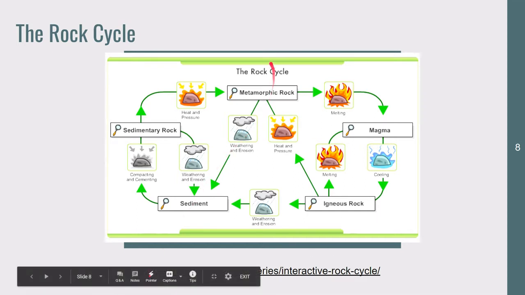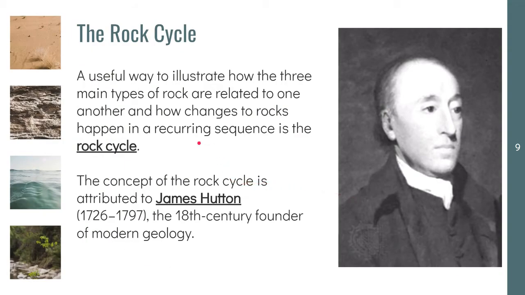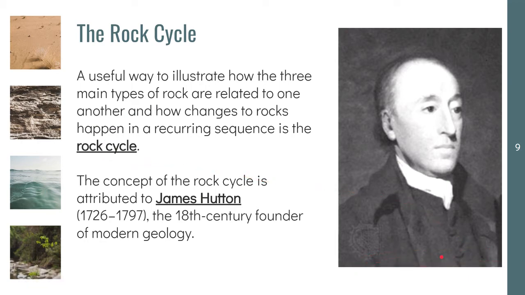So you see here the different events of the rock cycle, and the major rock types are present here: metamorphic rocks, igneous rocks, and sedimentary rocks. So we will learn more about this rock cycle as we go along. The rock cycle is a useful way to illustrate how three of the main rocks change over time in a recurring sequence, and we call that the rock cycle. The concept of the rock cycle was attributed to James Hutton, an 18th century founder of modern geology.